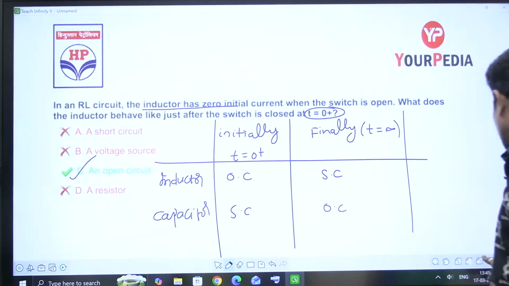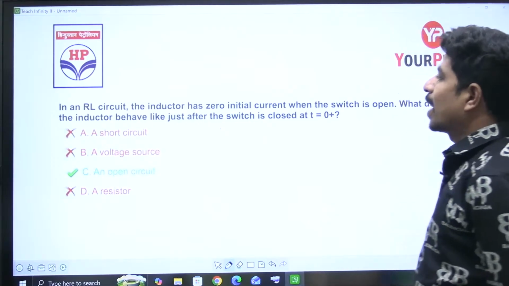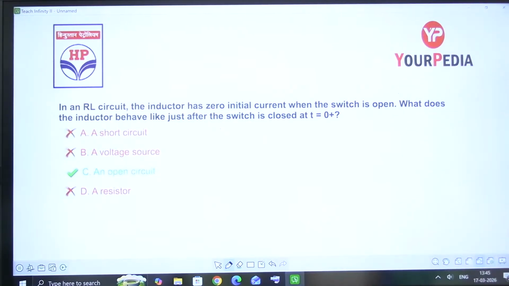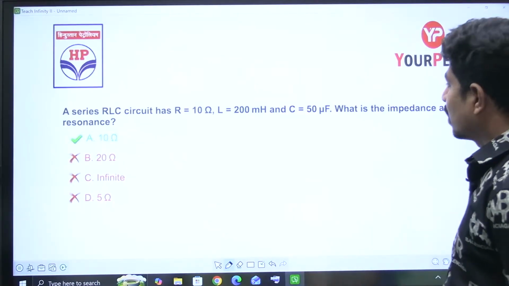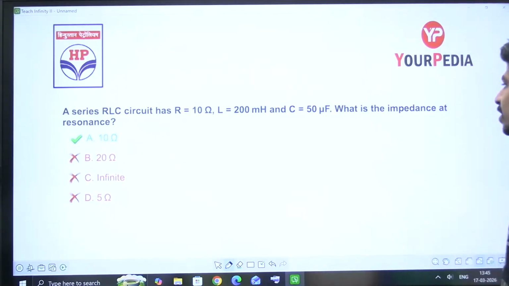Right. Next. In an RL circuit, the inductor has zero initial current. Yeah, this is a repeated question, the previous question only repeated. A series RLC circuit has R is equal to 10, L is equal to 200, C is equal to 50 microfarads. What is the impedance at resonance?